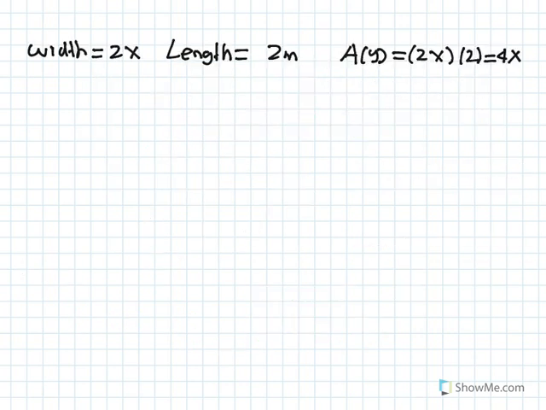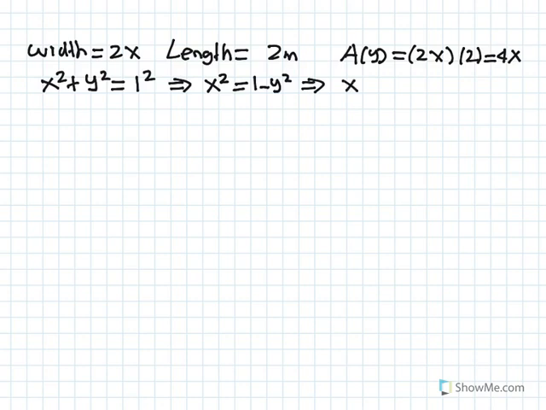So let's do that. So we have x squared plus y squared is equal to 1 squared. Isolating for x squared, we get x squared is equal to 1 minus y squared. Solving for x, we get x is equal to plus or minus. We'll only take the positive x, because width has to be positive, and x represents half of the width. Root of 1 minus y squared.